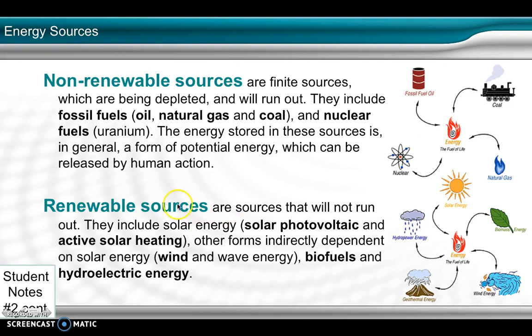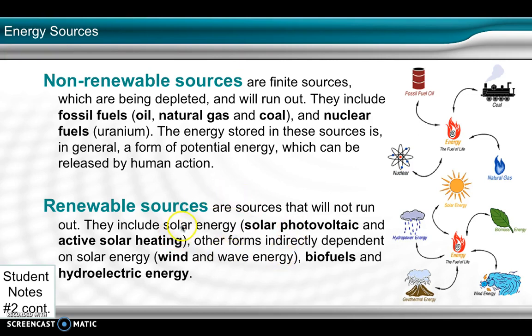Renewable sources are sources that are not going to run out. These are sources that are powered mostly by the sun, and they include solar energy, so those are solar photovoltaic panels, and active solar heating, which both use direct solar energy to do something energetic in a couple different ways.